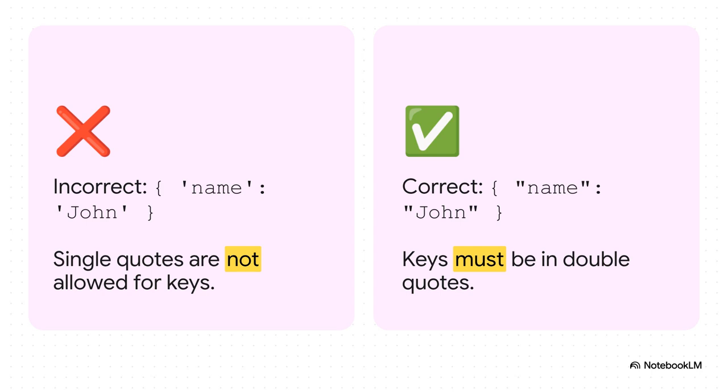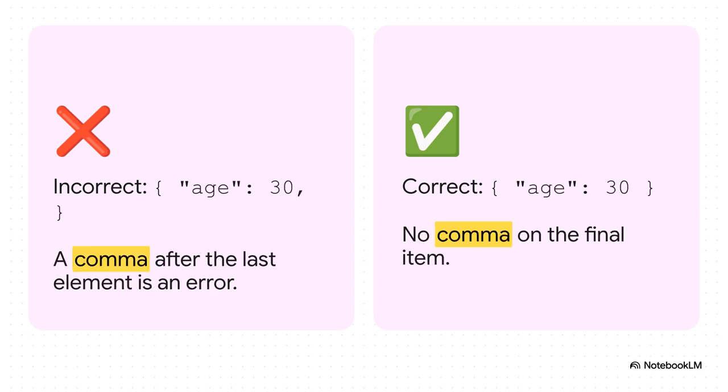No exceptions. And here is the other classic mistake: the trailing comma. See that little comma after the last item? In a lot of other programming languages, that's totally fine. But in the world of strict JSON, that's a big no-no. It will break your parser. Just remember, the last item in a list or an object doesn't get a comma after it.